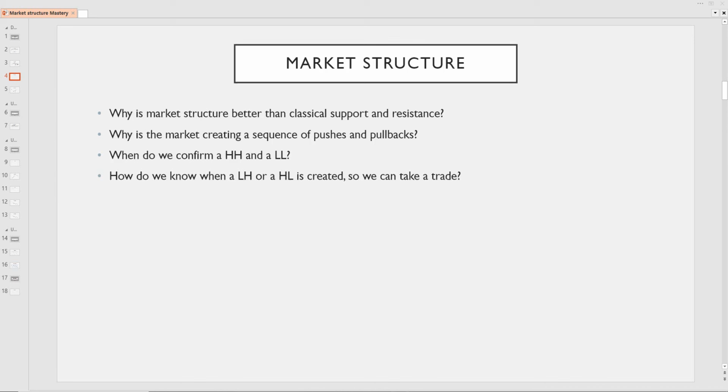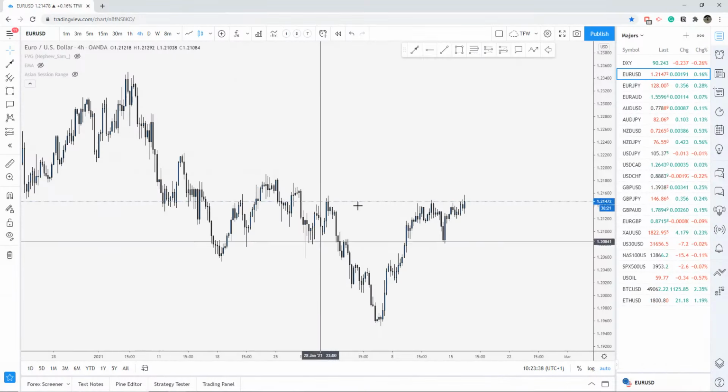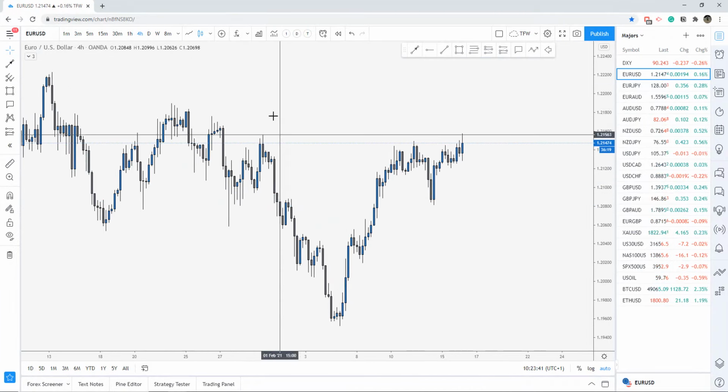And then I want to answer some questions as well. Right now we're going to answer some pretty basic questions, and I'm again going to prove to you why market structure is much better than, for example, support and resistance and all of those things. So first question: why is market structure better than classical support and resistance? I'm just going to show you on my chart.